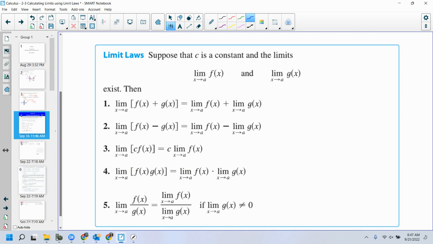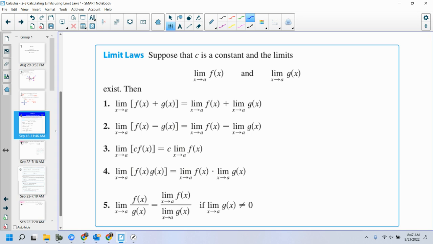Same thing with subtraction. 1 and 2 go hand in hand because addition and subtraction work the exact same way in terms of these limit laws. I can basically distribute that limit into the f of x plus g of x. So if I have the limit as x goes to a of f of x minus g of x, that is the limit as x goes to a of f of x minus the limit as x goes to a of g of x.